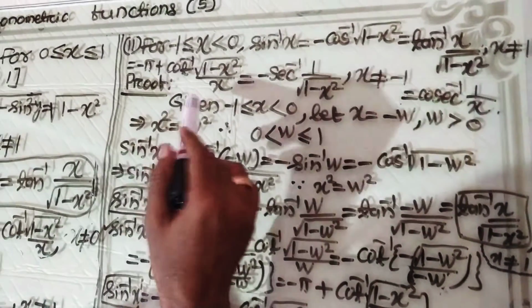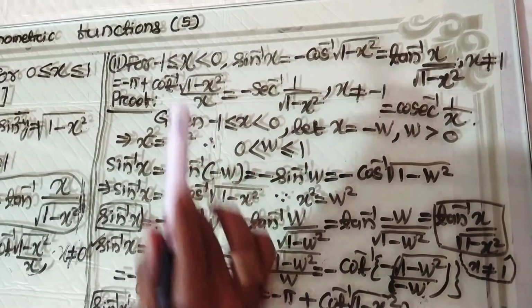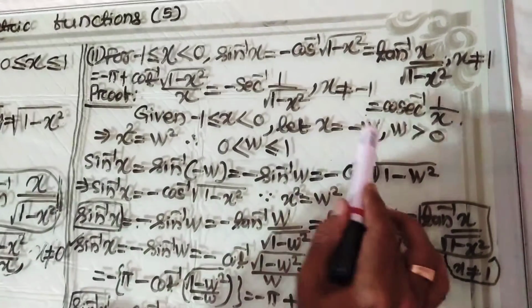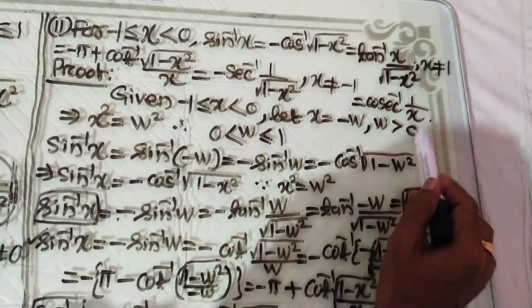Proof. Given x is less than 0 and greater than or equal to minus 1, let x be equal to minus w. Therefore, w is greater than 0.